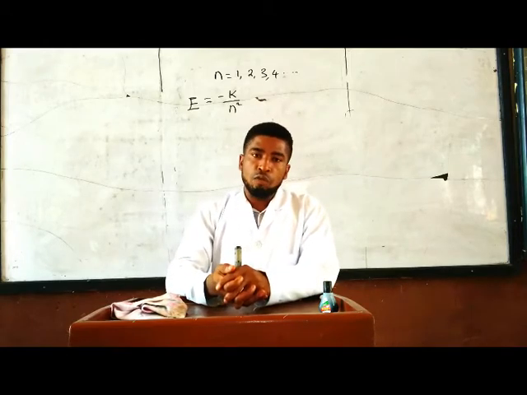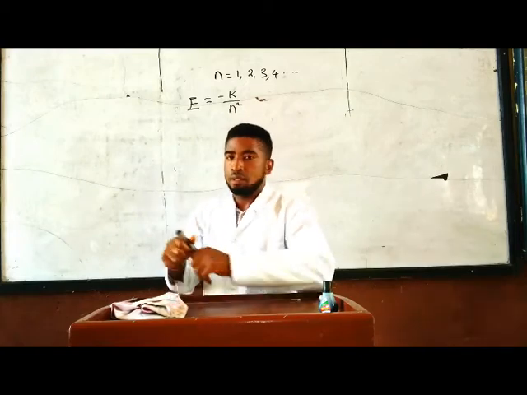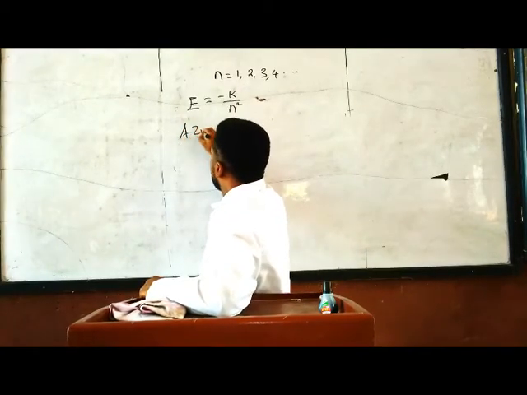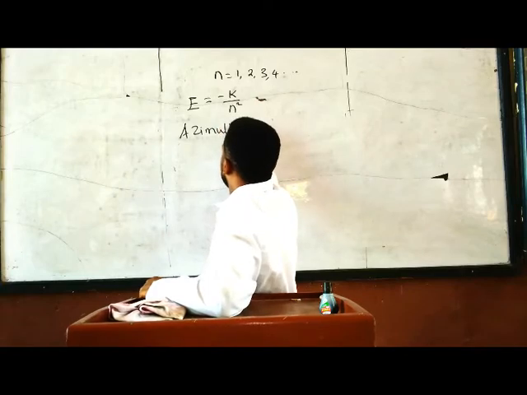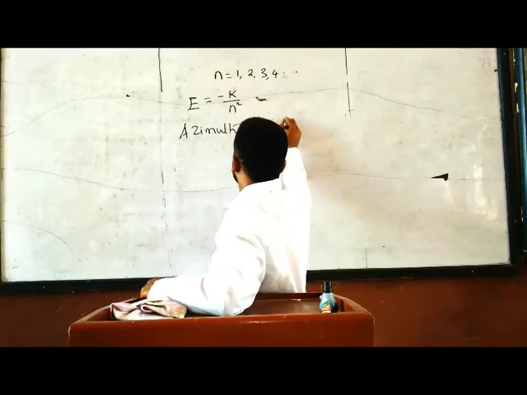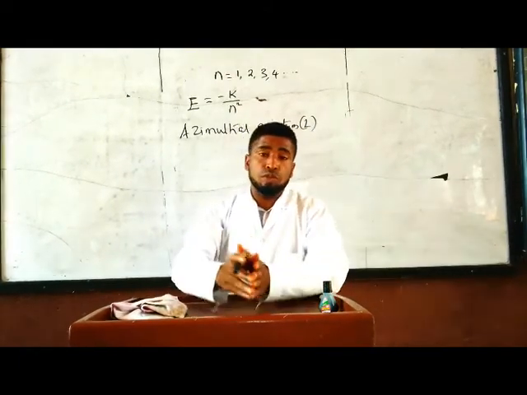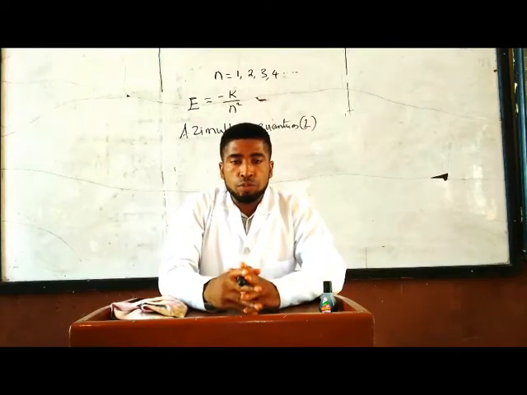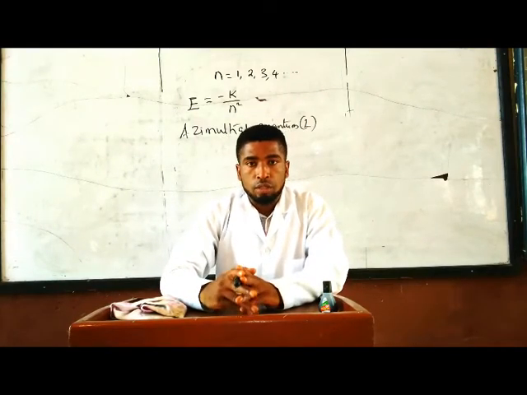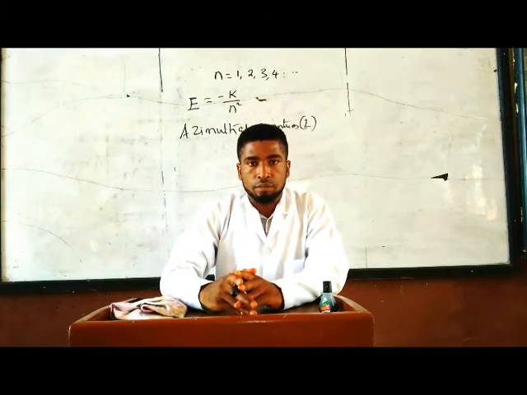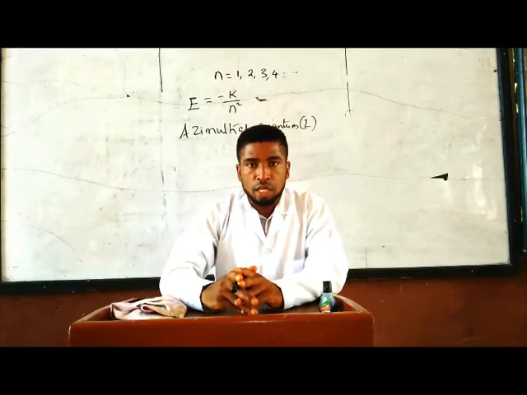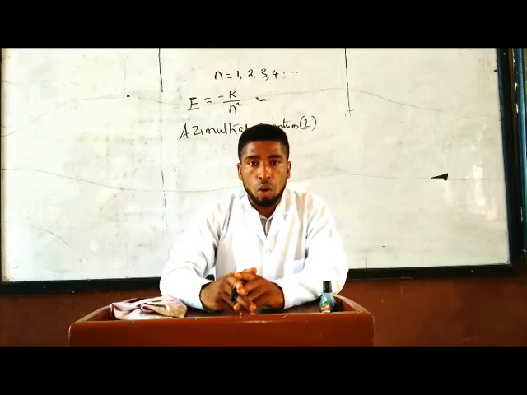Alright, we now go over to azimuthal quantum number L, also known as subsidiary quantum number. Now the azimuthal quantum number is used to locate an electron using the shape of the orbital. I come again. The azimuthal quantum number is used to locate an electron using the shape of an orbital.